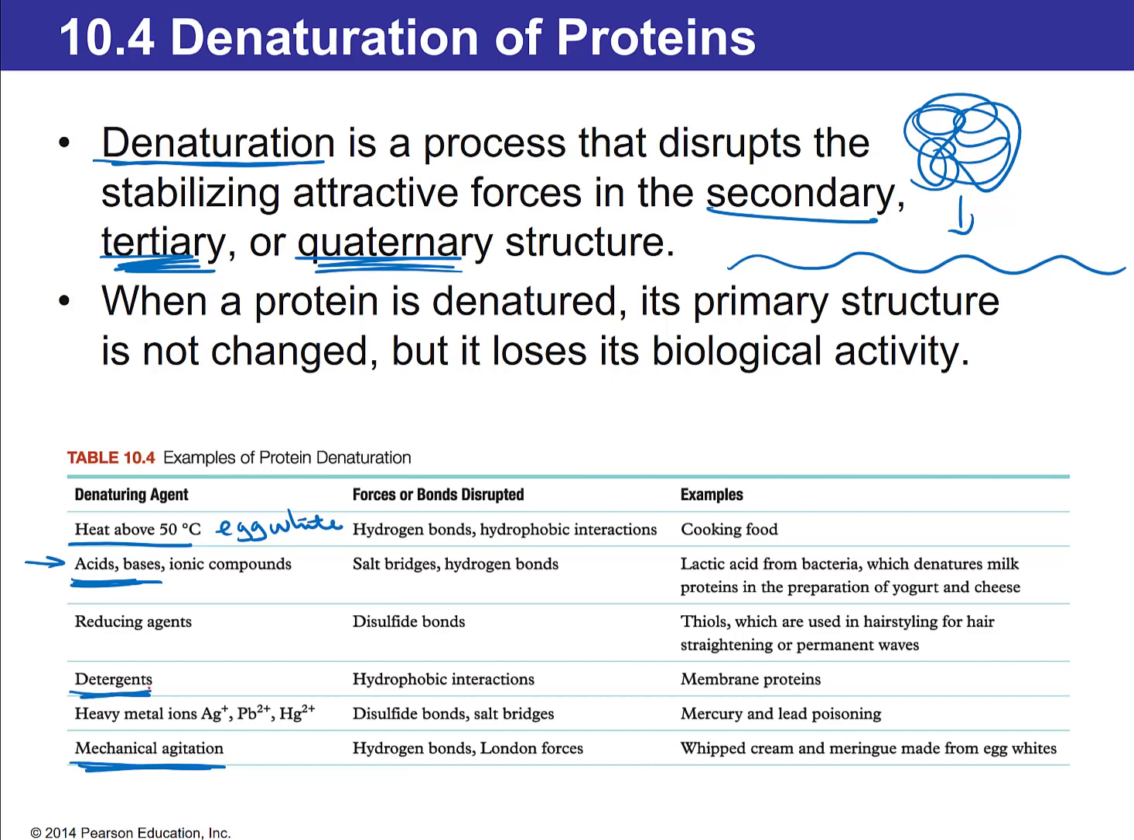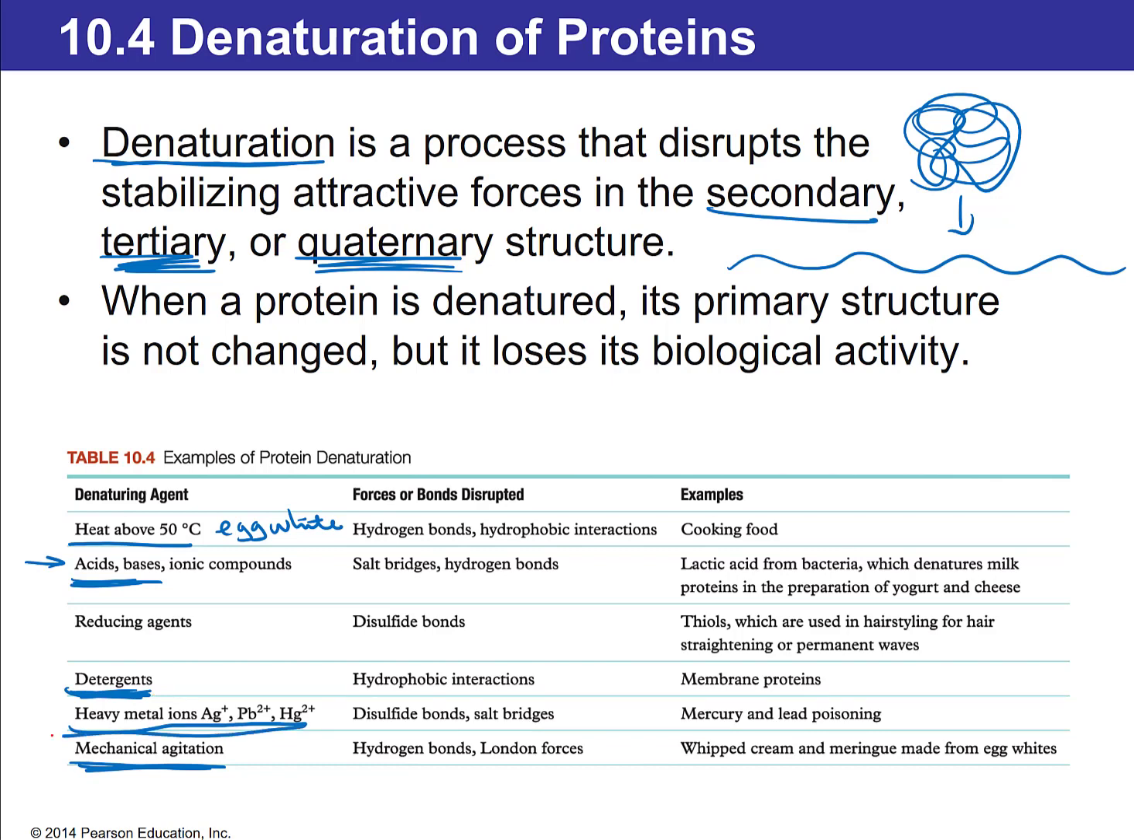Detergents. One of the reasons that you use soap, okay? Soap, remember, has polar and non-polar parts. So soap is going to interact with a globular protein, and it would cause non-polar R groups to go into the soap. Polar parts would be sticking out of the soap. So it's going to cause it to unfold. It's going to change its shape. So detergents help in denaturing proteins.